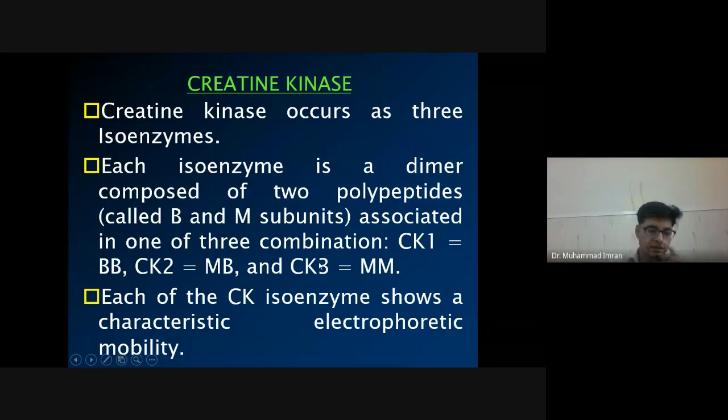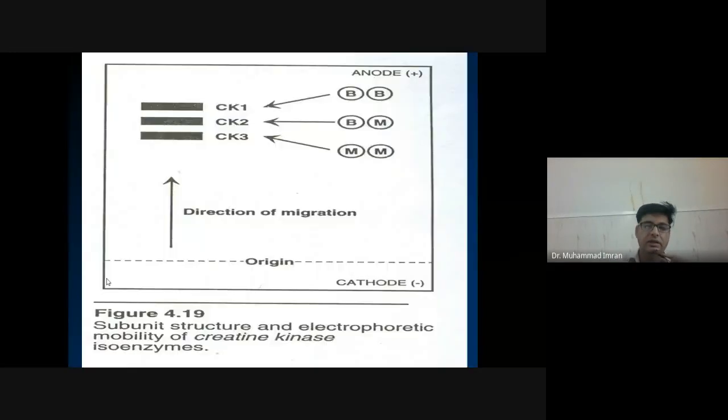So we can check the different isoforms by SDS-PAGE. CK1 has the lowest molecular weight, then CK2 has more molecular weight than CK1, and CK3 has more molecular weight as compared to CK1 and CK2. So CK1 travels faster because it has a low molecular weight. We can identify the molecular characterization by seeing the band. Whichever band is more prominent, that enzyme will increase during any condition.